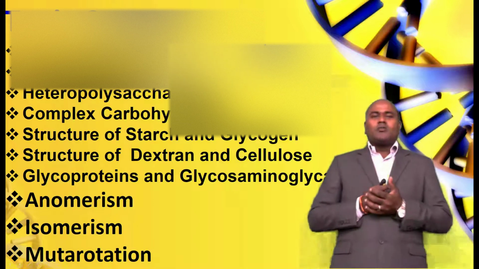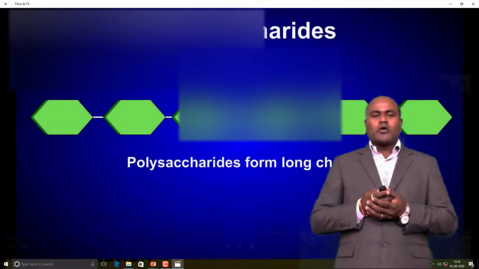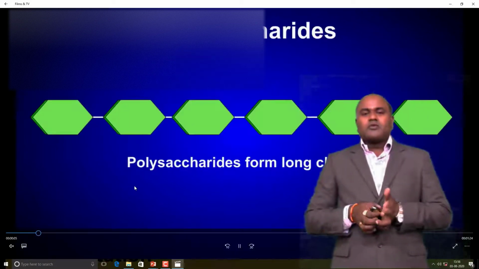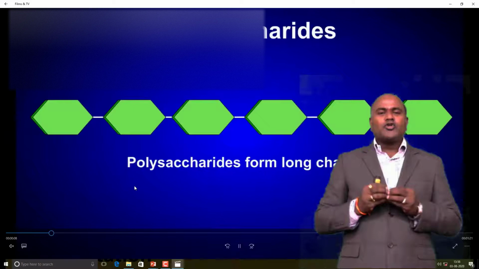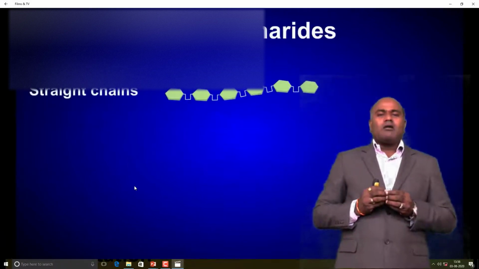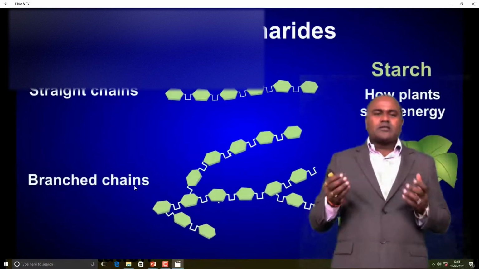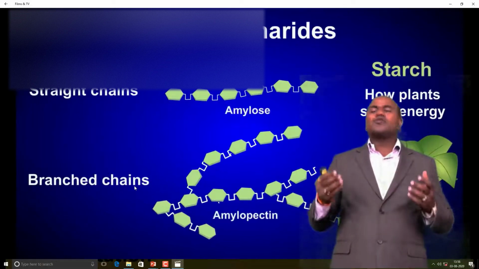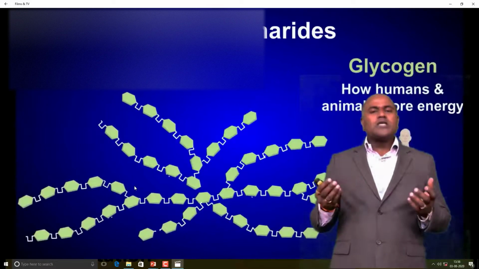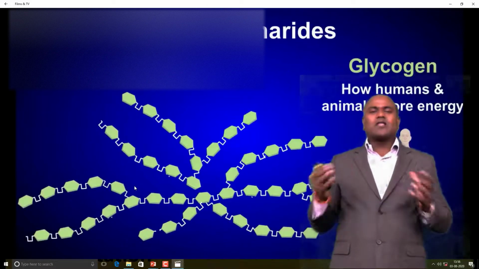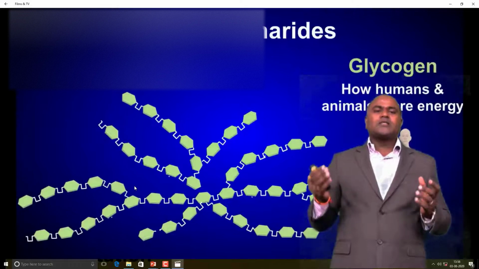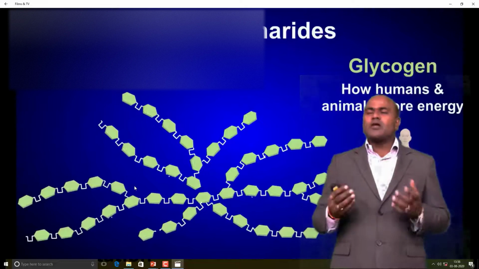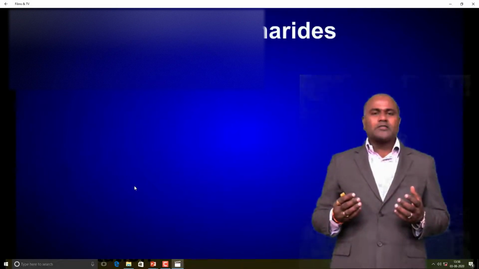Polysaccharides contain sugar units, and these sugar units are linked one unit to another unit. These polysaccharides contain straight chains and branched chains. If you see here, one sugar unit is linked to another one, sometimes by alpha 1,4, alpha 1,6, or alpha 1,3 linkages. It depends on the carbohydrate molecule.